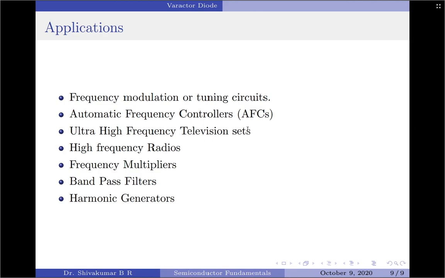Well, with that, we come to the end of this session. To summarize, this session provided brief introduction to the Varactor diode, followed by its construction, working principle, VI characteristics, limitations, and applications. I hope that you found this video informative.